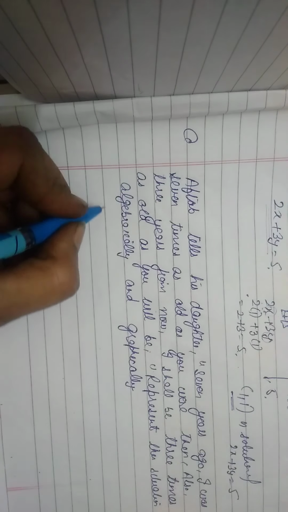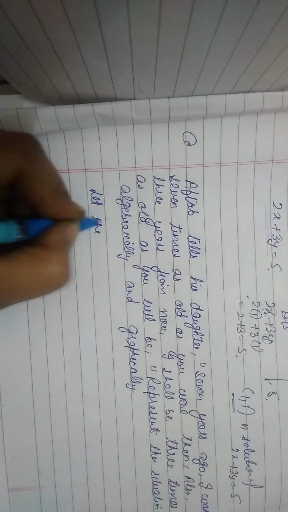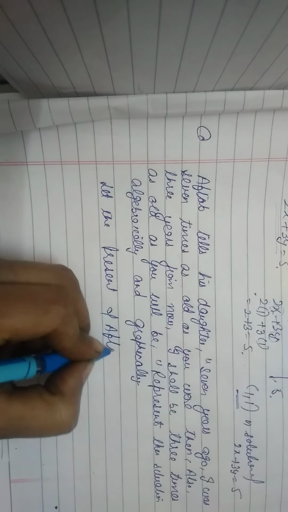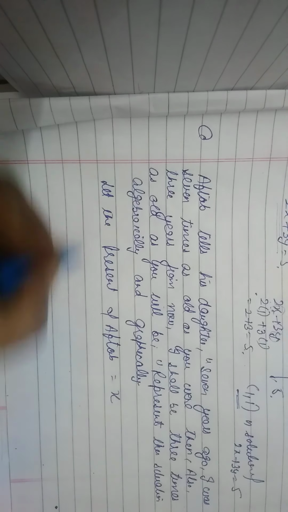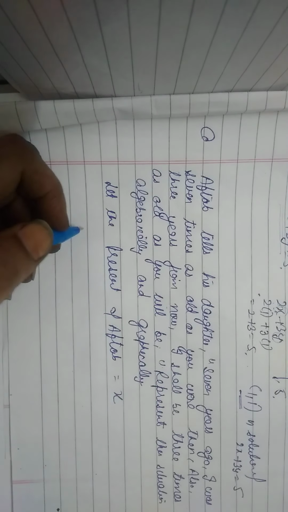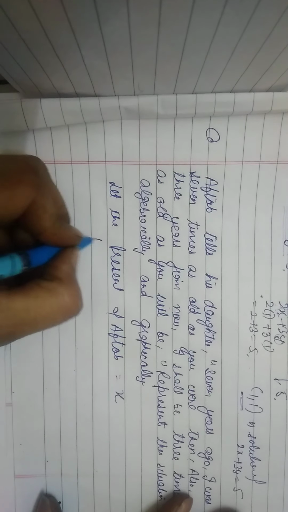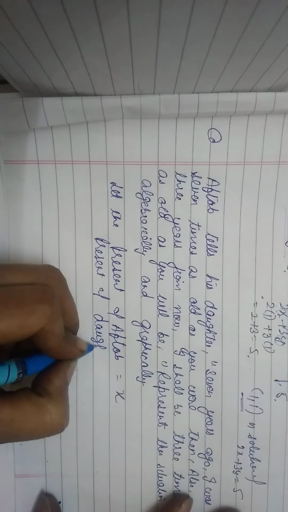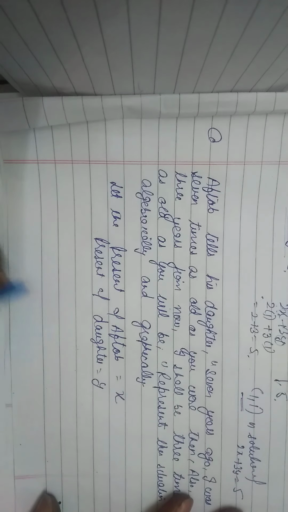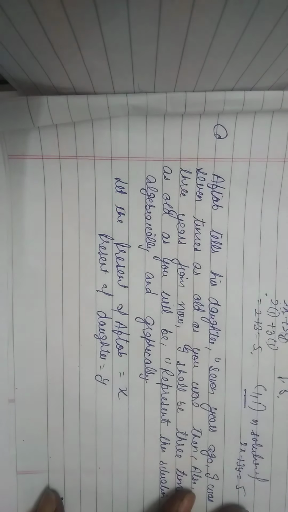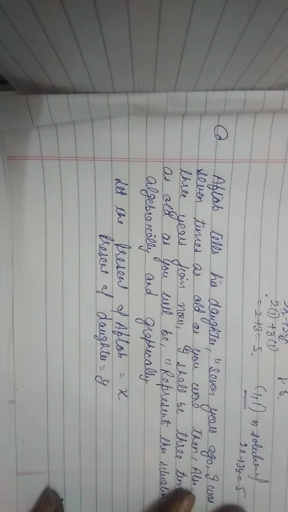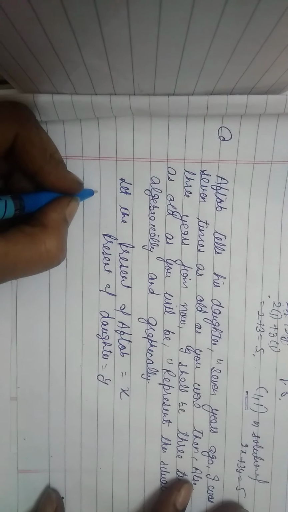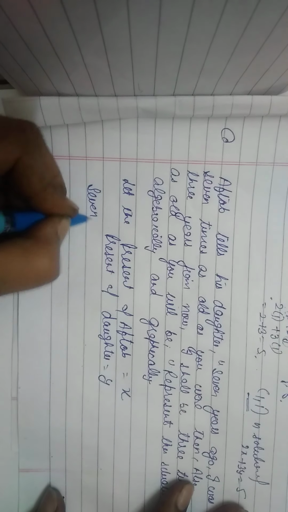So let the present age of Aftab be x. Similarly, let the present age of the daughter be y. Now we have two cases. One is 7 years ago, the other is 3 years from now. Now write down 7 years ago.